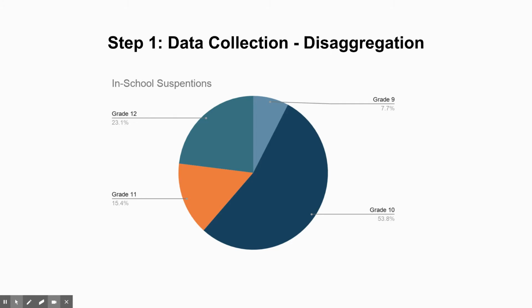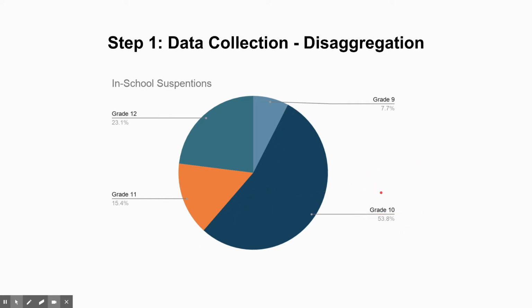The next step, what do you do with that number, with 30? The next step is data disaggregation, which is essentially breaking down the data to include subpopulations. Here, that data has been broken down into grade level. So, of all the school students that had in-school suspension referrals, we see it broken down by grade level. The majority of them were in grade 10.